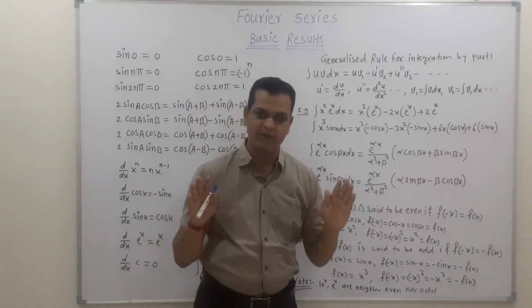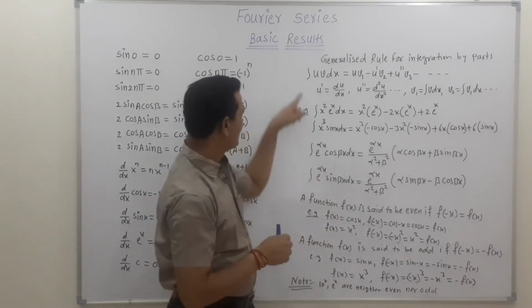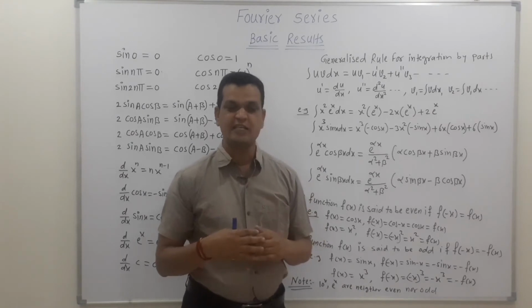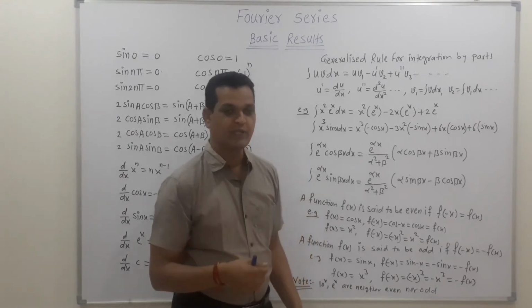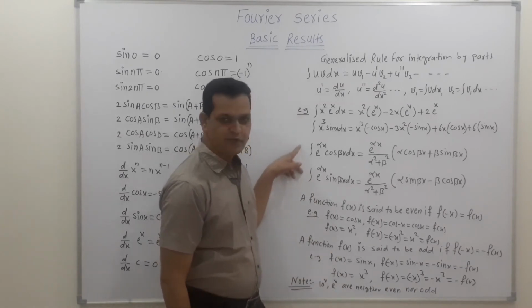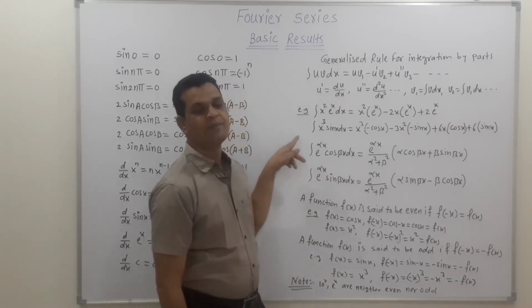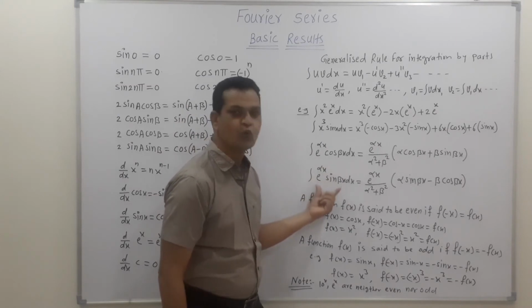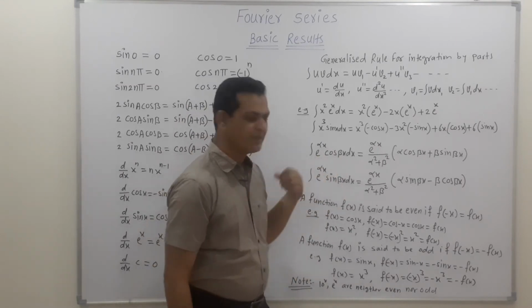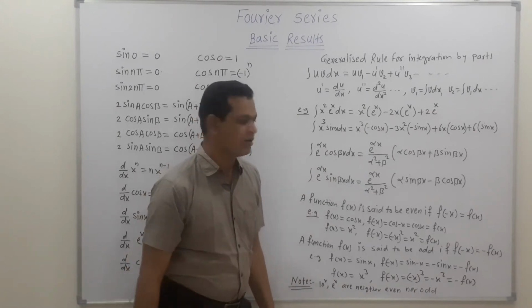That means, in simple words, the general rule for integration by parts is not applicable for finding the Fourier series expansion for an exponential term. That means e raised to x, e raised to alpha x, and so on. So for such types of terms, use this rule for finding the integration of the product of two terms, out of which one term is exponential and the second term is trigonometric, either sine or cos.